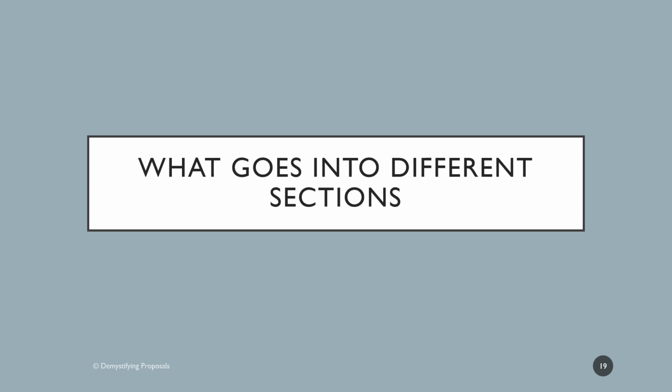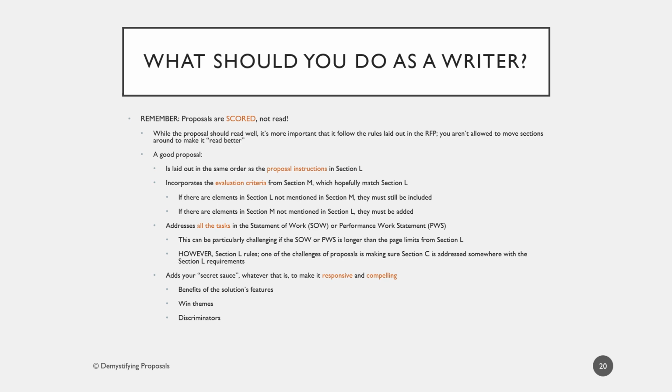So digging in deeper, this is what goes into the different sections. So a little bit of a pause here. One of the things that we always say when we're talking about proposals is that people need to remember that proposals are scored. They're not read. And what we mean by that is that the government has its evaluation criteria, the government has its strengths and weaknesses criteria, and that's what they're going to use to score your proposal. They're not going to say this proposal reads the best and they're going to be convinced by that. They're going to use their score sheets. So that's what we mean by proposals are scored and not read.